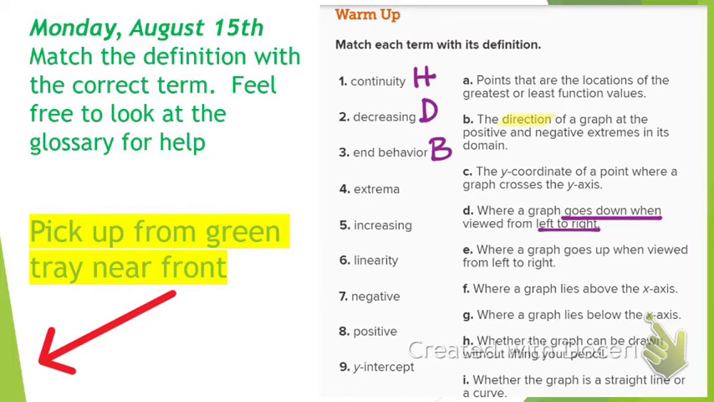direction, so is the graph going up or down? And extremes, another word for extremes would be your arrows, the end arrows. So you might want to write that down. Kind of annotate the definition so you'll know what they mean.